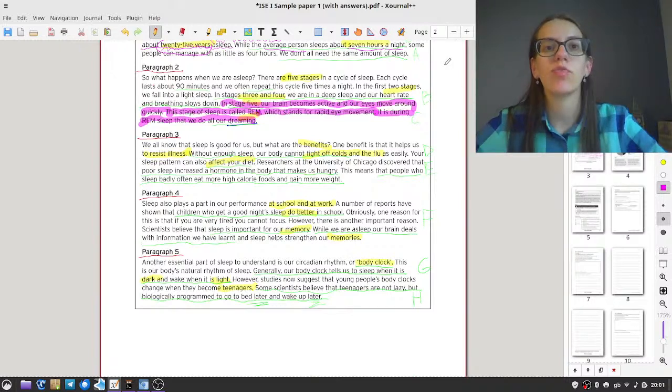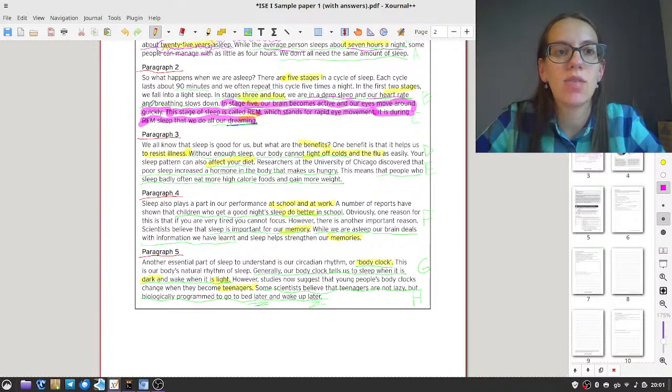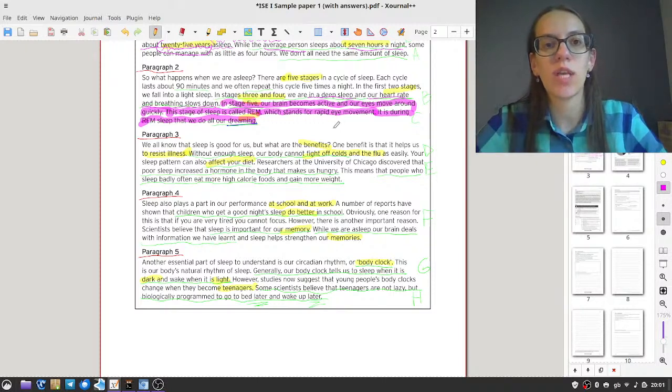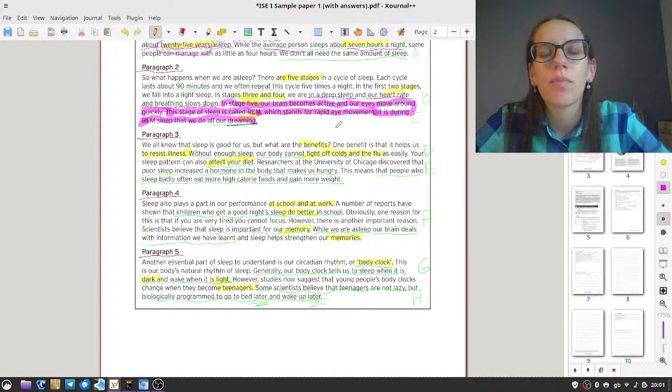So that was paragraph 2, yeah, when we were talking about deep sleep, stages of sleep. So when we are in a deep sleep, our heart rate and breathing slows down. So slows down, gets slower, it's the same. Yeah, it means the same. They are synonyms. They never use the same words. They always change the words a little bit.